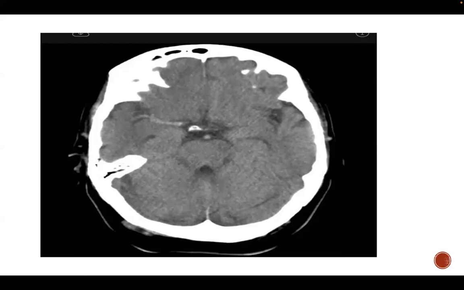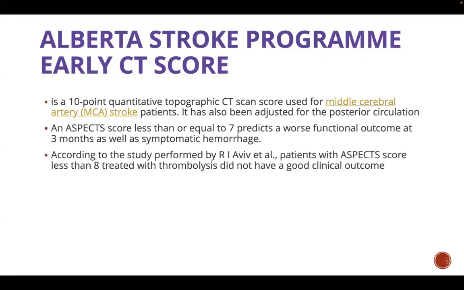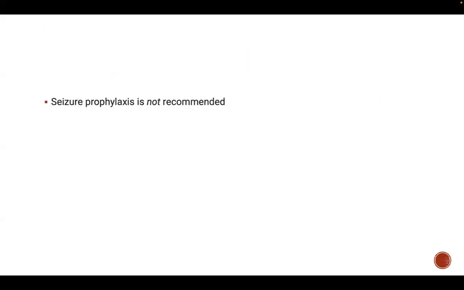This is a dense MCA sign. Right, dense MCA sign is there. Yes, sir. It's one of the signs in a patient who had a thrombectomy following a thrombolysis. Okay. This is about the Alberta scoring system, the ASPECT scoring system. I think you can read about it.